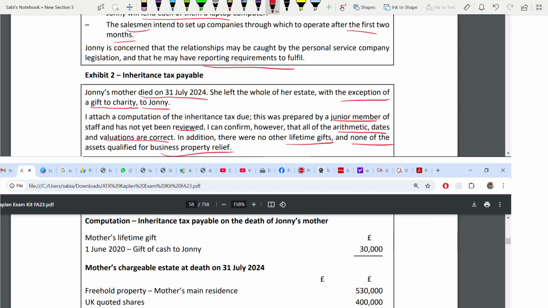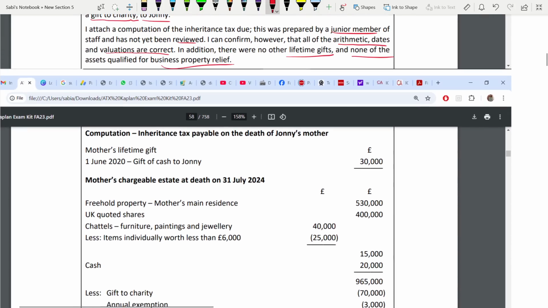Many candidates still waste time instead of telling whether this is correct. They are still trying to find mistakes in the numbers, and whether BPR is available or not, listing the conditions. All this is not needed. Don't waste time. So this is the computation.